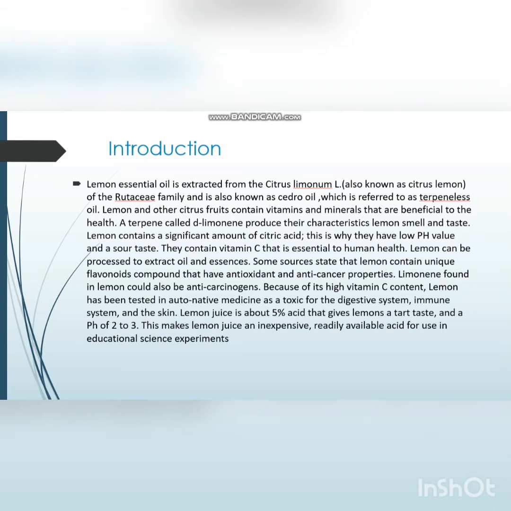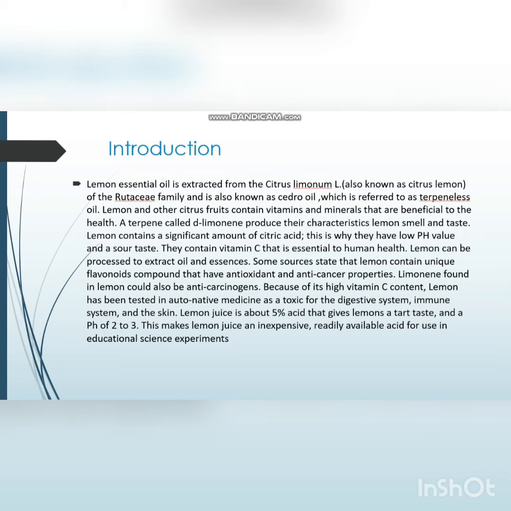Some sources state that lemon contains unique flavonoid compounds that have antioxidant and anti-cancer properties. Limonene found in lemon can also be an anti-carcinogen because of its high vitamin C content. Lemon has been tested in alternative medicine as a tonic for the digestive system, immune system, and the skin.